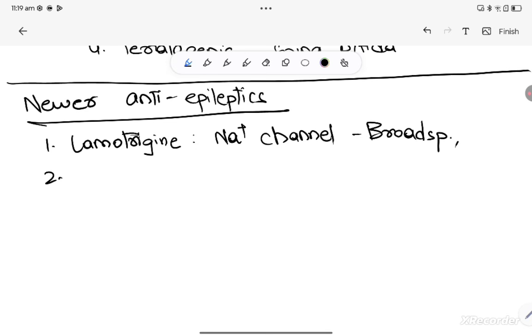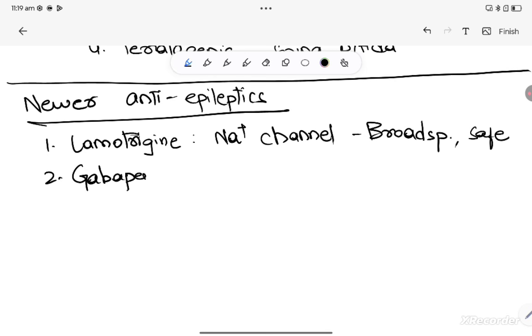Why am I talking about broad spectrum? Because it can be used in all sorts of epilepsies and is safe, so it can be used even in pregnancies. Clear? Then, the gabapentin, pregabalin group of drugs.